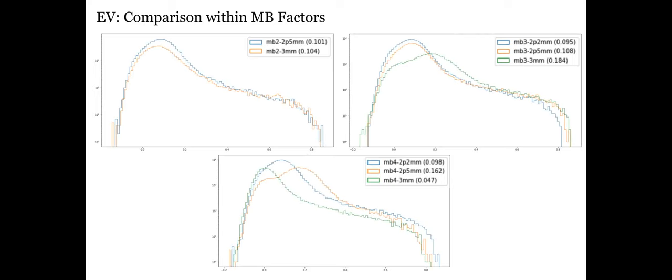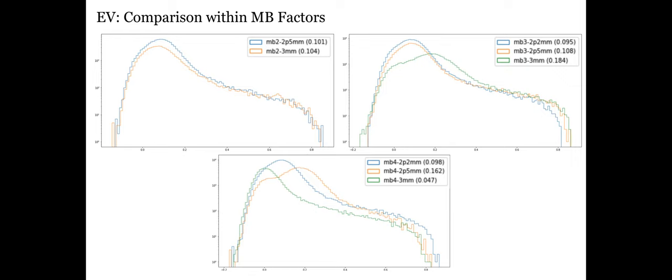And then the last comparison we'll talk about is the explainable variance metric. Like before, first we're comparing within each multiband factor. If you change the voxel size holding multiband factor constant, how does the distribution of EV change? On the x-axis is the EV value, and the y-axis is the number of voxels at that EV value.